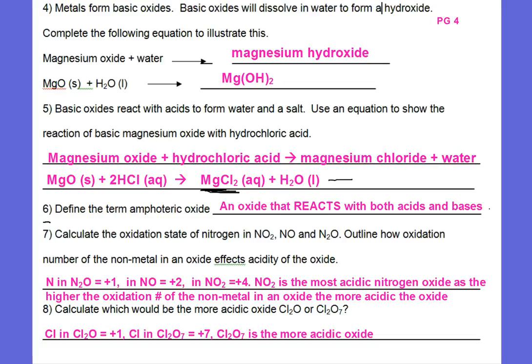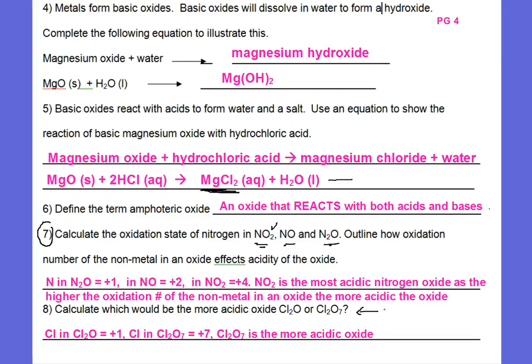And this one here is focusing on oxidation numbers. It says calculate the oxidation state of nitrogen in NO2, NO, and N2O, and outline how the oxidation number of a non-metal oxide affects the acidity of the oxide. Hopefully you managed to use your skills from Focus 4 of production materials to realise that if oxygen is -2 in all compounds, then nitrogen there must be +4, that one must be +2, and that one must be +1. NO2 is the most acidic of those nitrogen oxides because the higher the oxidation number of the non-metal, the more acidic the oxide is.